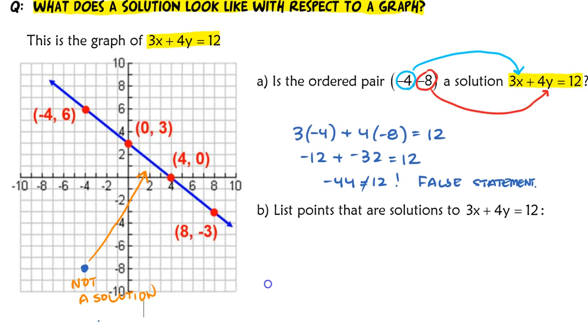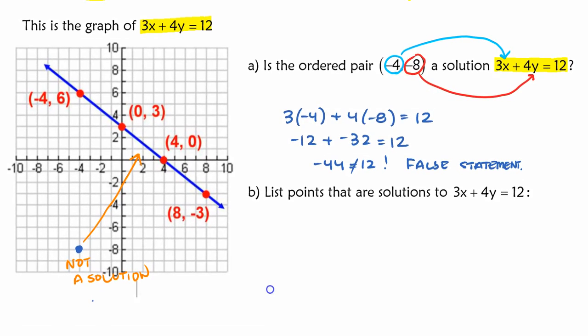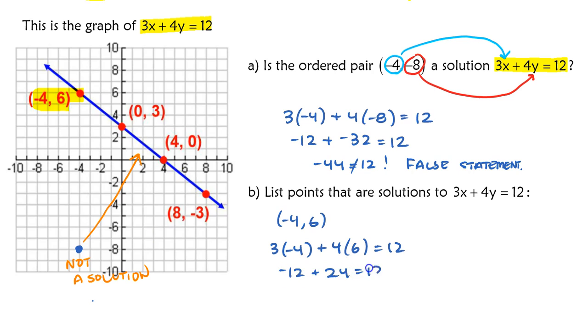If we try to list some points that are solutions to 3x plus 4y equals 12, all we have to do is pick points that are on the line, like negative 4, 6. If I try to check that in the original problem, 3 times negative 4 plus 4 times 6, if I use my calculator here, negative 12 plus 24 definitely equals 12. So this shows that it is a solution.